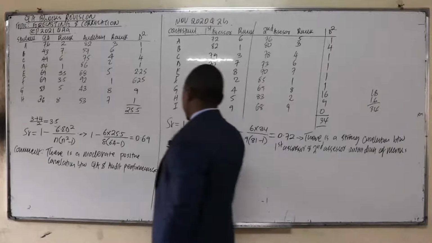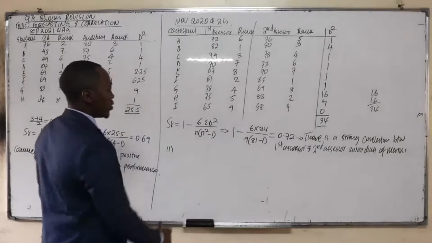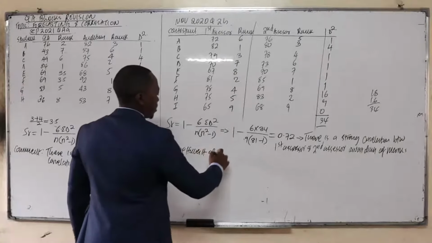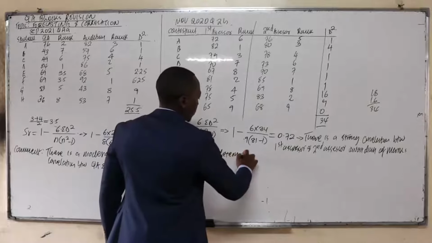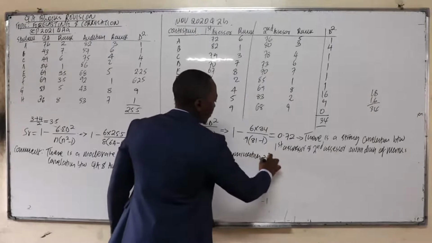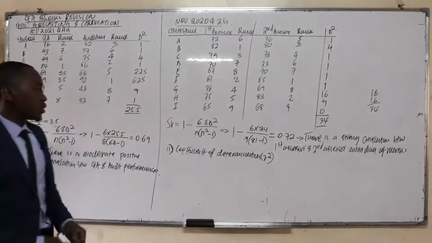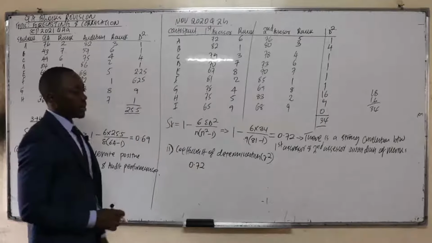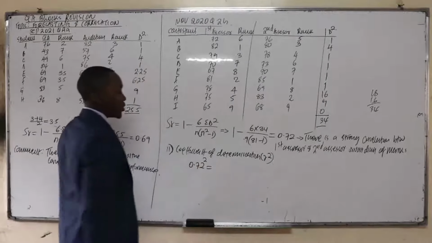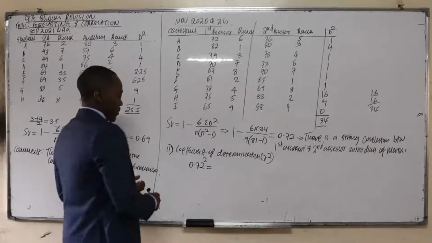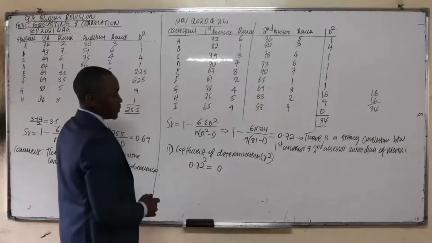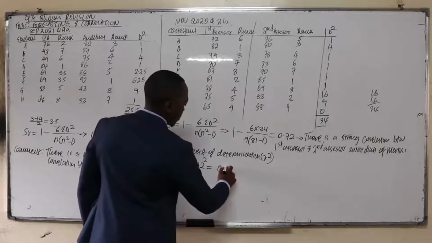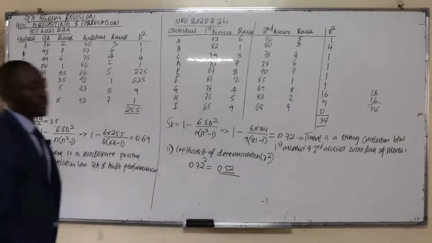And then number 2 of the question, you have to compute the coefficient of determination. The coefficient is denoted by R squared. So you already have the Spearman's rank. Spearman's rank is 0.72, which is the same as R. And then you square. So what do you get? 0.52. So you can take a screenshot.